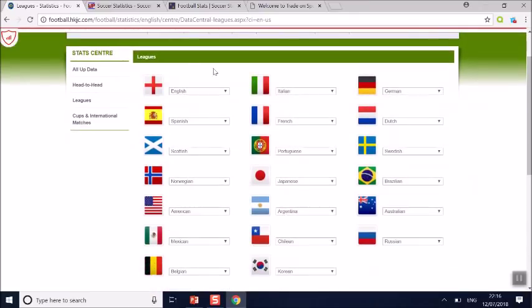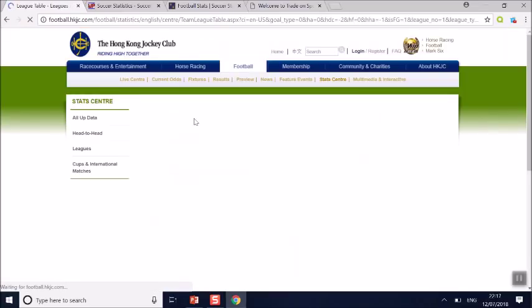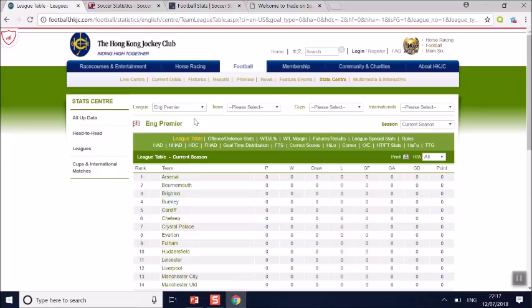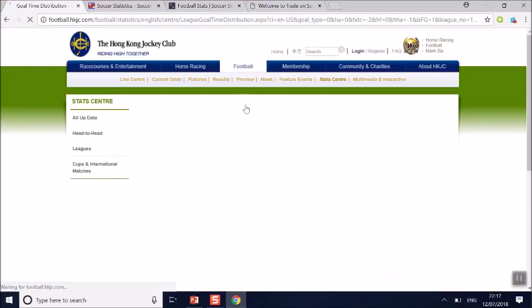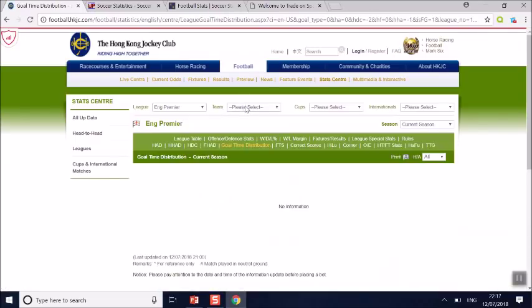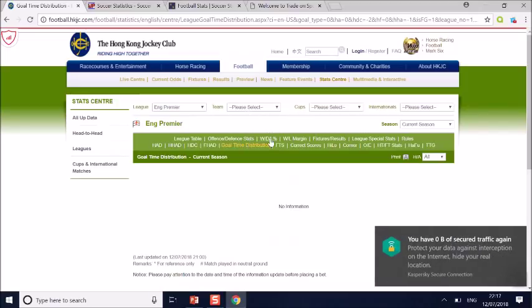So, for instance, if I go to the English League and I go to the Premiership, one of the things that they do, which is quite interesting, and certainly for myself as a late goal specialist, they actually provide stats on goal time distribution on an interval of, I believe, every 10 or every 5 minutes.